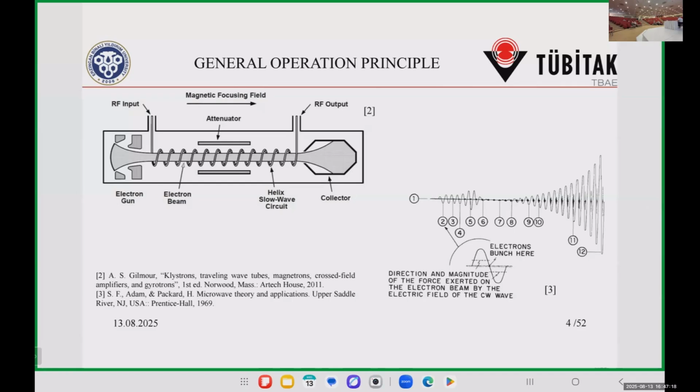Finally, we have the collector block. The collector block has an absorption role for the spent electron beam, which has residual electron energy, and contributes to power recovery from the spent electron beam in order to improve the efficiency of the TWT. We can explain this.